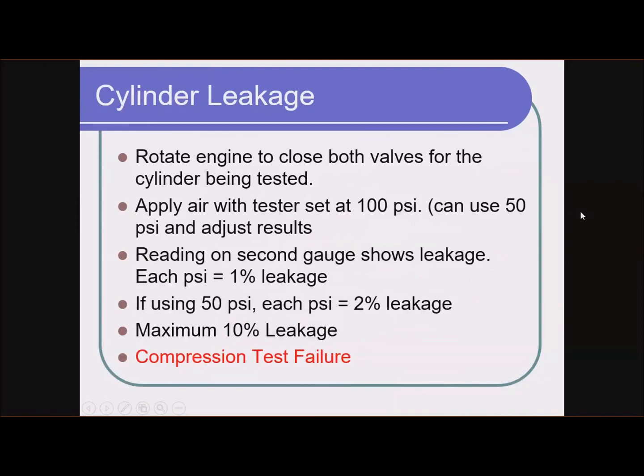Rotate engine to close both valves for the cylinder being tested. Check. Apply air with the tester set at 100 psi. Check. And we had that little discussion a minute ago that we might have a small little engine. If we're using 100 psi, then it's really easy math. Every pound is a percent. If we're using 50, every pound is 2%. So if we blow 50 in, and we've got 5, that's 10%, and I'm still at 10% leakage.